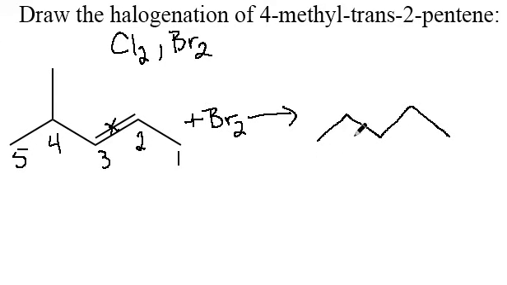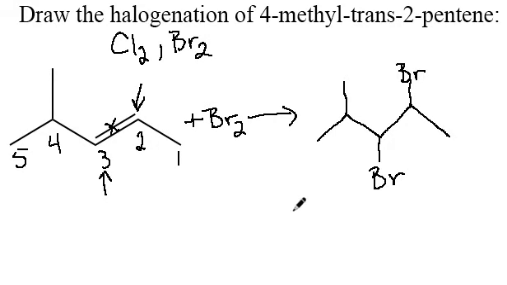So I've got our 5-carbon backbone, I've got my methyl group, and then the bromine will add where the double bond was. So the bromine is going to add 1 bromine atom at carbon 2 and 1 bromine atom at carbon 3 because that's where the double bond was. So I'm going to put a bromine right here, and I will put a bromine right here.